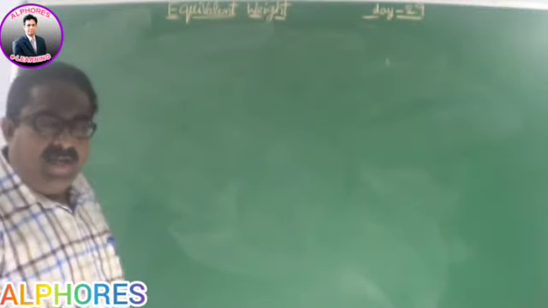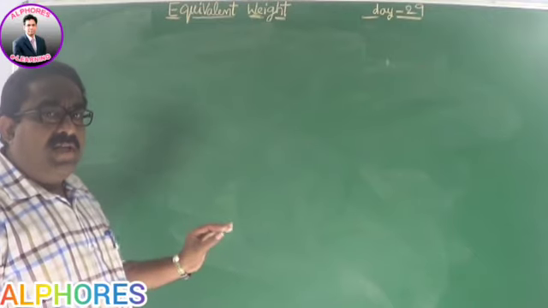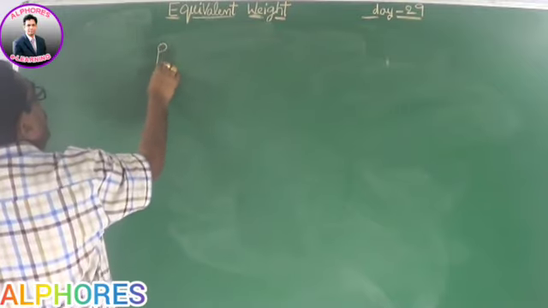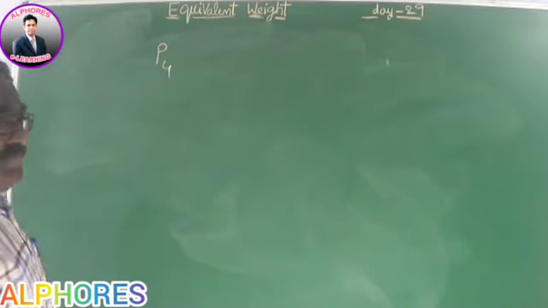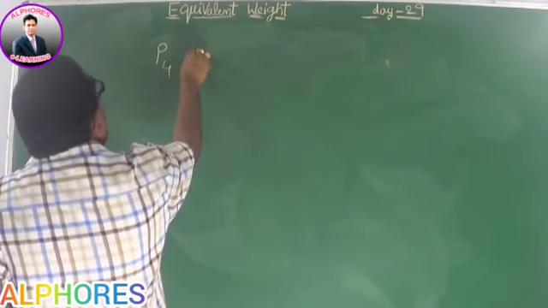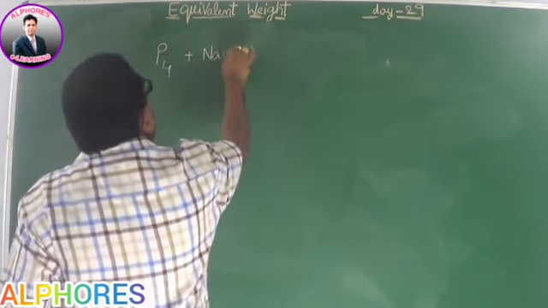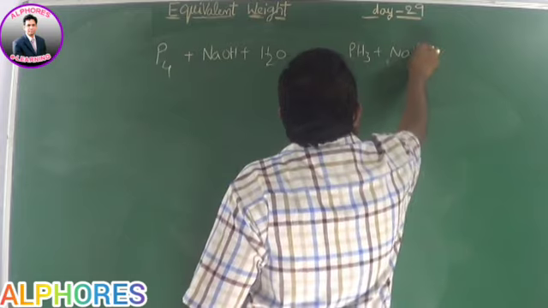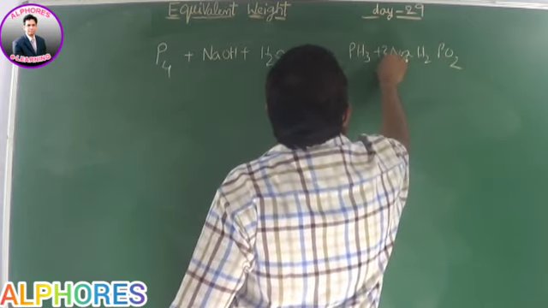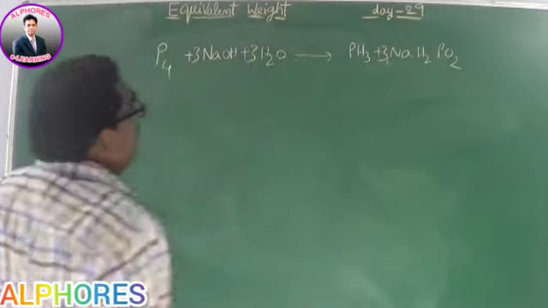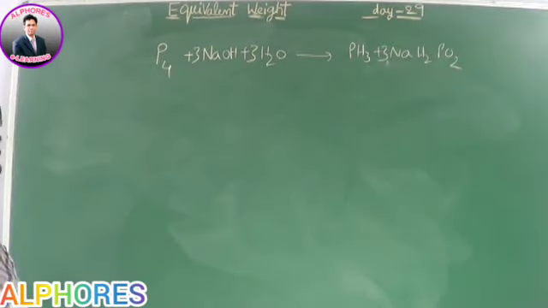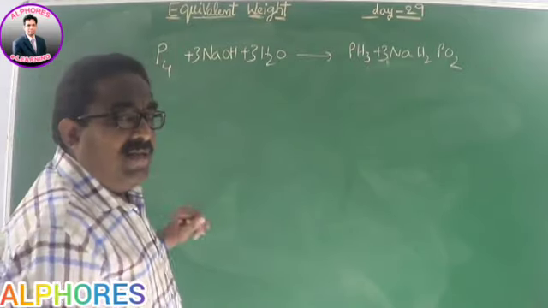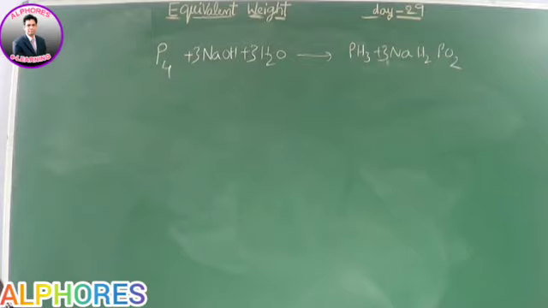Okay students, concentrate. It is easy, but a little bit of concentration is needed. Let me explain one more example for disproportionation. Phosphorus plus sodium hydroxide plus H2O gives rise to PH3 plus NaH2PO2. I think this is the balanced equation. This also we have balanced in the balancing of redox reactions concept. Now I have taken this balanced equation.